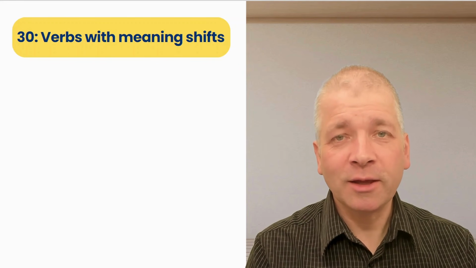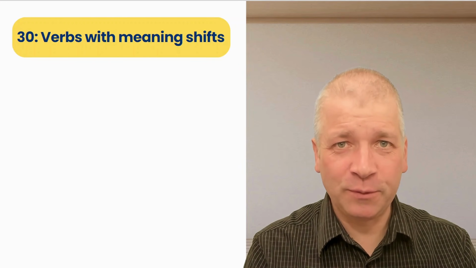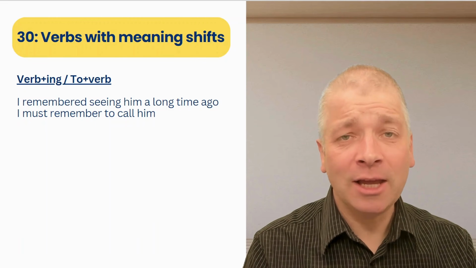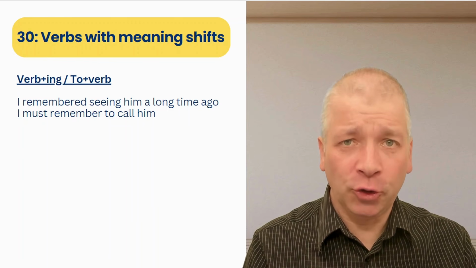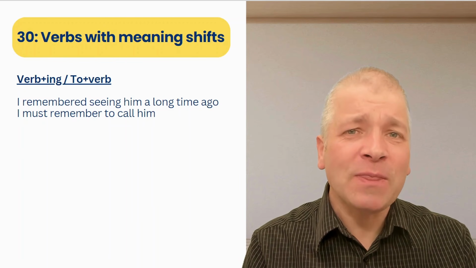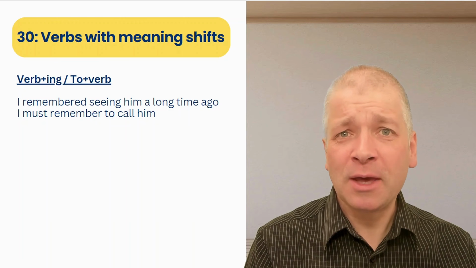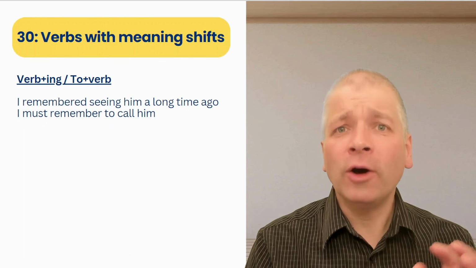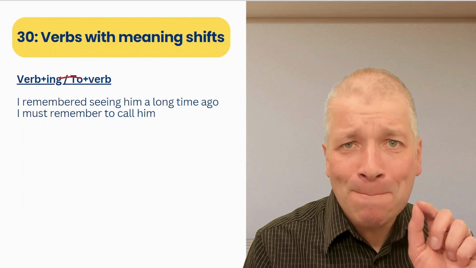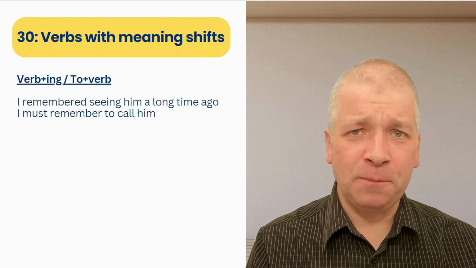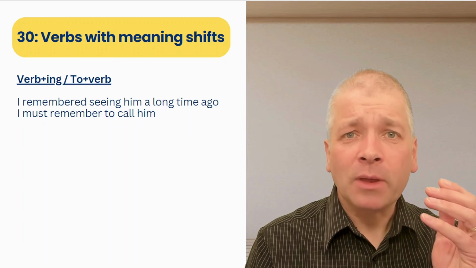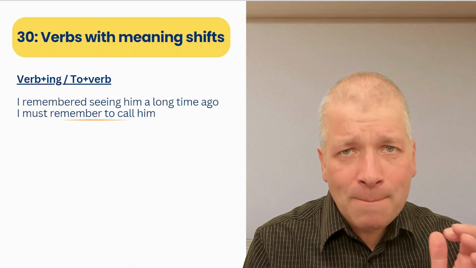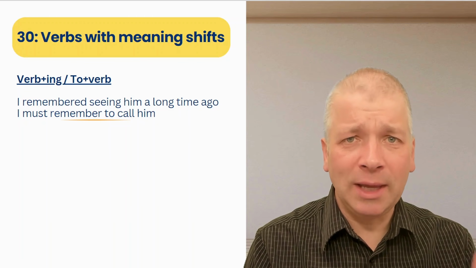Number 30. Verbs with meaning shifts. Some verbs are followed by another verb with ing. Other verbs are followed by to and then another verb. But then there's another category of verbs that can be followed by either the ing form or to followed by the verb. And remember is one of those verbs. Look at the two sentences. I remembered seeing him a long time ago. I must remember to call him.